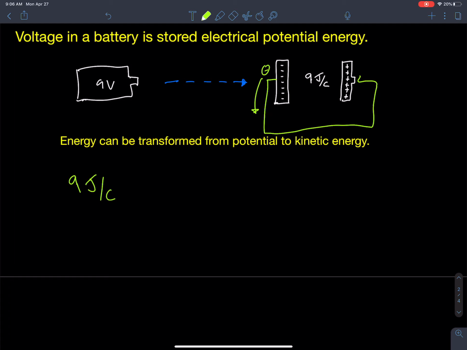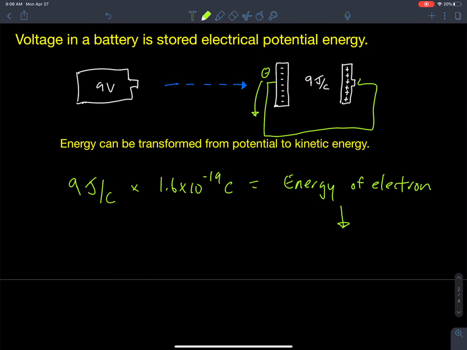How much energy would an electron have? If I multiply by the charge of an electron, which is 1.6 times 10 to the minus 19 coulombs, that would give me the total energy of an electron, the energy that an electron would have as a result of being given that potential. And then that energy of that electron could be transformed into kinetic energy, so I would be able to calculate the velocity of that electron if I wanted to. We'll do that in the next video. I'll go through a bunch of problems with that in the next video.